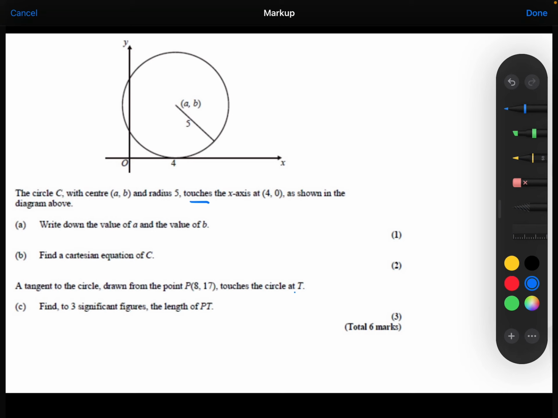So the fact that the circle touches at the coordinate (4, 0) is telling me that this line here, the x-axis, is a tangent to the circle. And therefore it is perpendicular to the radius. So that's telling me then that this height here is 5 because it's the radius, which is telling me that B must be 5. If this length here is 5, then the y coordinate of this point must be 5.